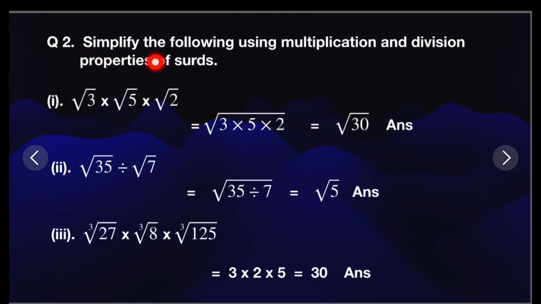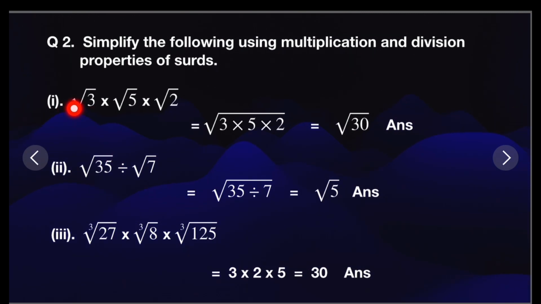Okay, question 2. Simplify the following using multiplication and division property of surds. So I told you, you can multiply the surds if the order is same. You don't have to worry about the radicands. It can be different. Whereas for addition and subtraction, the whole surd should be same. Okay, then only you can add or subtract. For multiplication and division, only the order should be same.